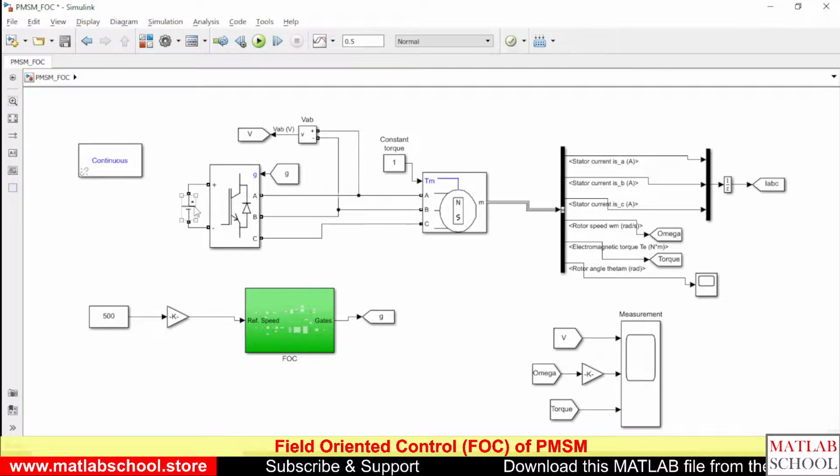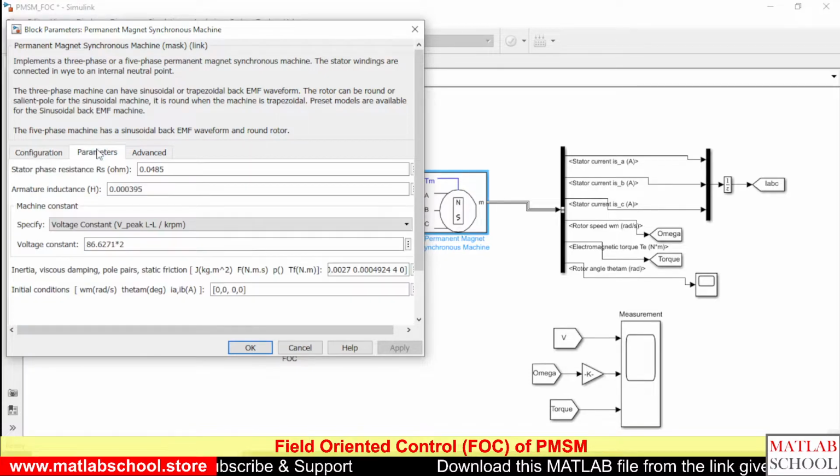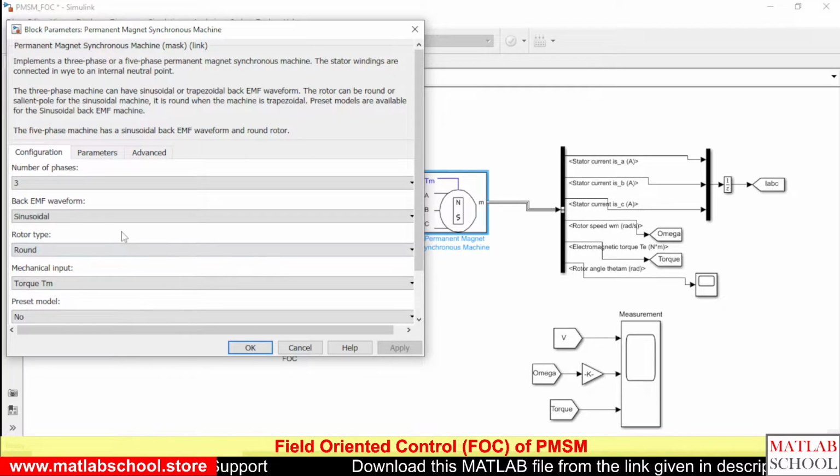Here we have the battery, and I've chosen a bridge converter here. This bridge converter is nothing but an inverter. Here we are giving the gate pulses to the switches inside the bridge converter. The output of the bridge converter is connected to the PMSM. Here the back EMF is sinusoidal. If you choose trapezoidal, it becomes a BLDC motor, so it has to be kept at sinusoidal.